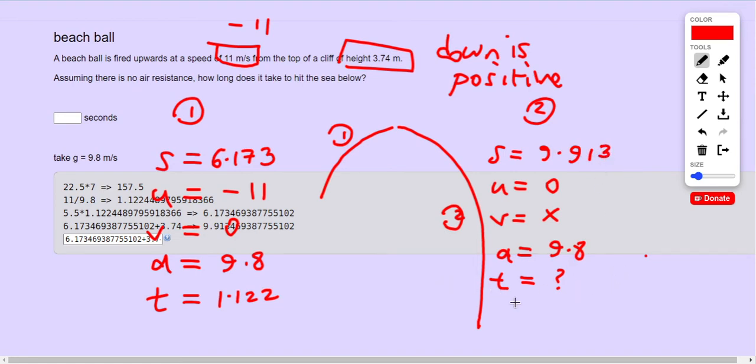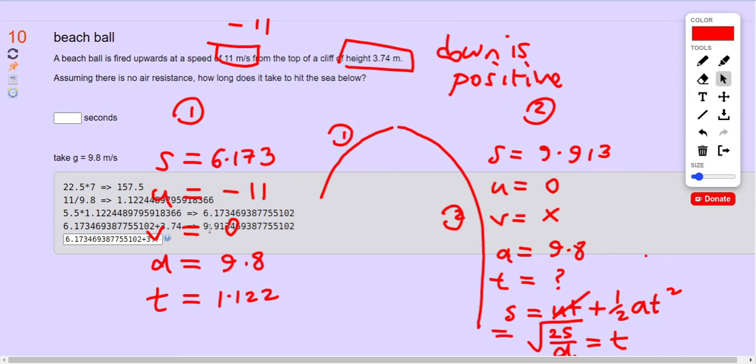And then I've got s equals ut plus a half at squared. And as it happens, the initial velocity is 0, so I cancel that. And I can then rearrange for t. It's the square root of 2s over a. So I'm going to plug that in. Square root of 2 times s divided by a, and that's 1.422.